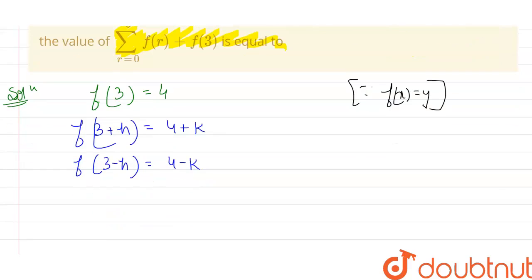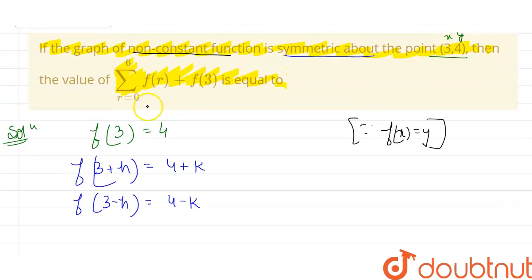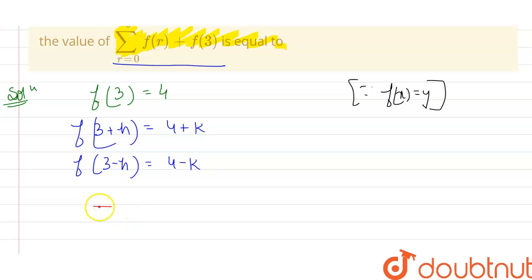So now, moving further, I have to find the value of this function here. Let me write down this function. First of all, this is sigma r equals 0 to 6, f(r), plus f(3).